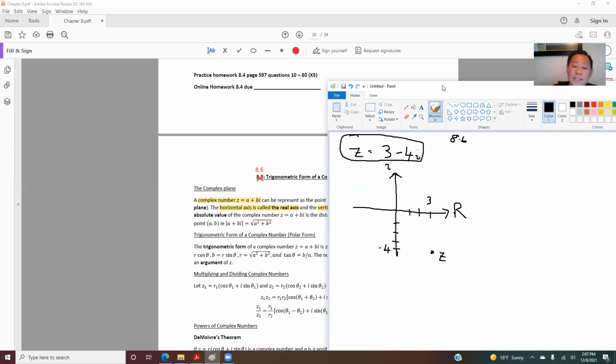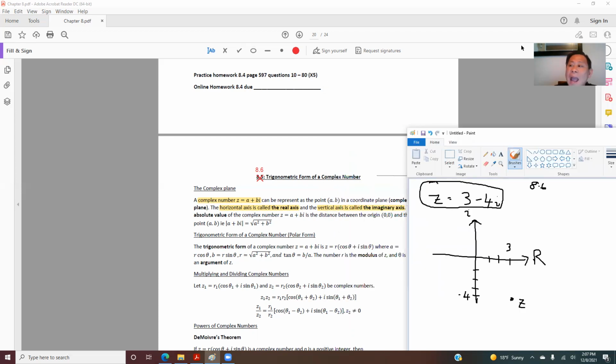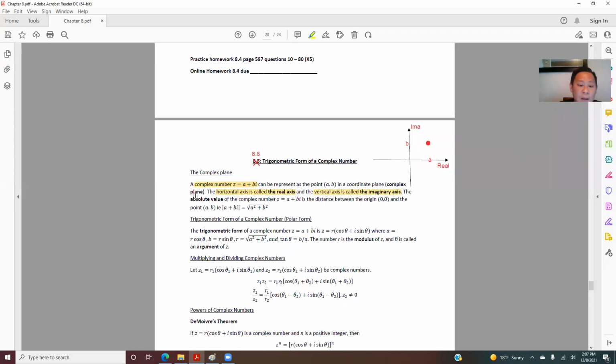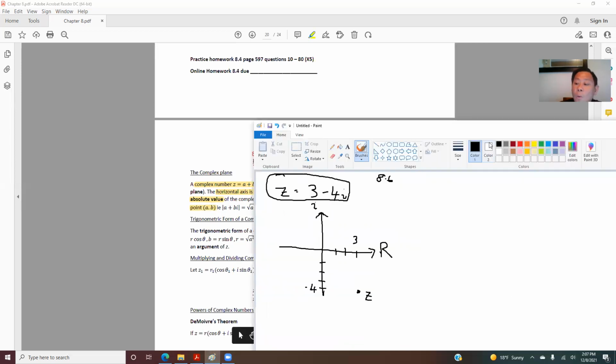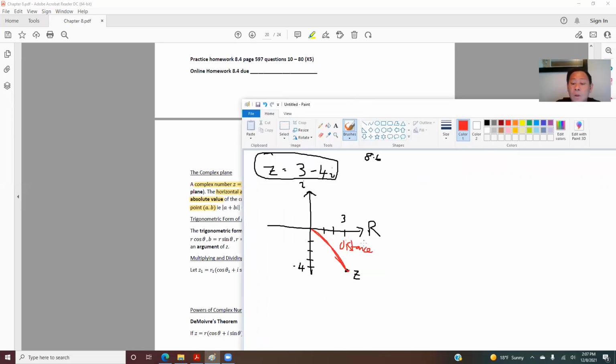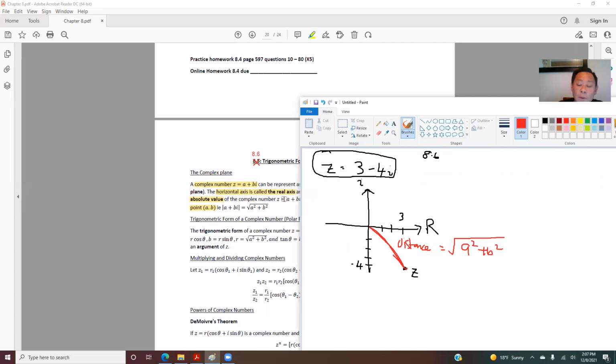But if a question is asking you to find the absolute value, absolute value means the distance from the origin to the point (a, b). So the question sometimes is to find the absolute value, or the distance. In order for us to find the distance, you just need to use your distance formula, which is the square root of a squared plus b squared. Okay, so a squared plus b squared.